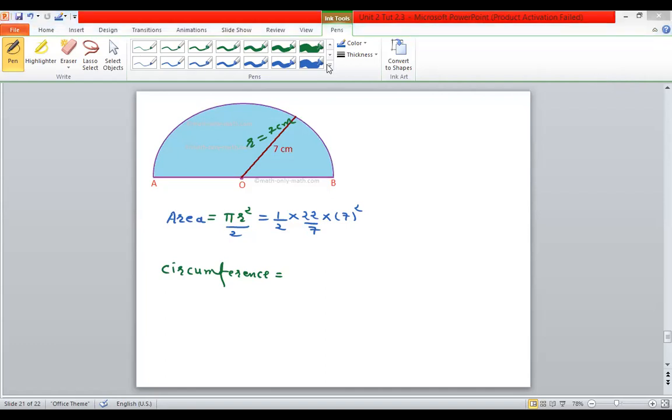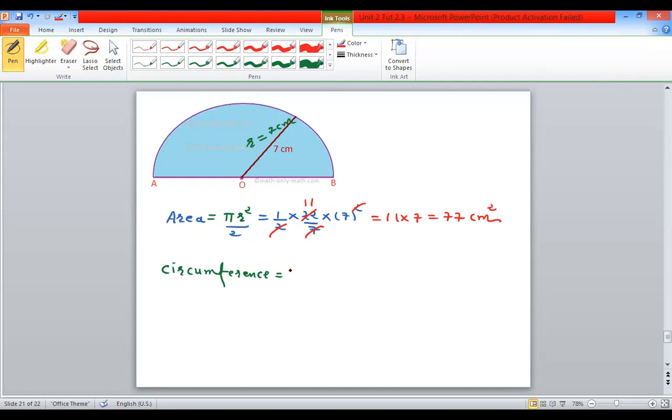Here, the 2 cuts, it's 11. 1 times 7 also cut. So it's 11 into 7. This is 77 centimeter square.